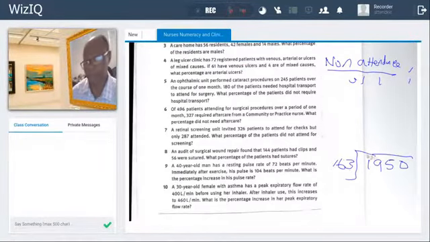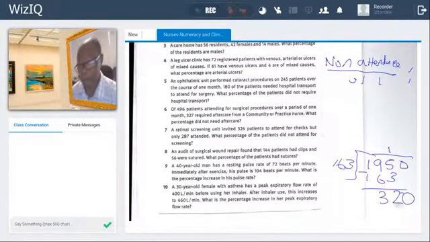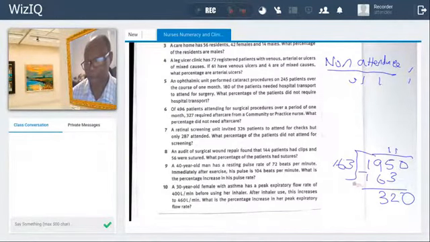163 into 19 doesn't go. Into 195 is 1. 1 times 163 is 163. If we subtract this, 5 take away 3 is 2, 9 take away 6 is 3. We drop 0, so we have 320. 163, how many times can it go there? It's 1. 1 times 163, and if I subtract this, 10 take away 3 is 7, and 12.